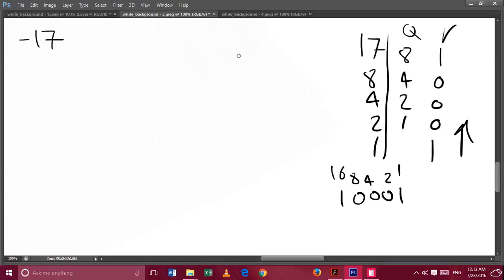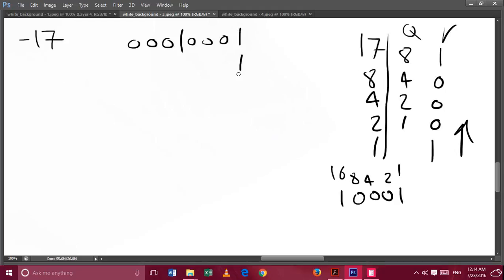Now the question says convert it to 2's complement using 8 bits. These are 5 bits, so we need to add 3 more. Now this is positive 17 in 2's complement. We need to convert this to minus 17 in 2's complement. The way we do this, just like we did in the previous example, we copy bits from right to left till 1 is copied and reverse the order. So let's do that.